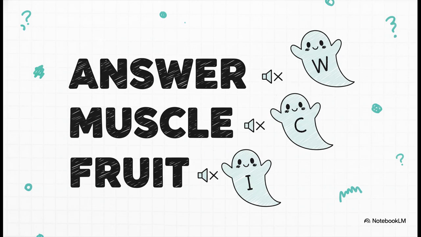Just look at these. If you were to sound them out like a robot, you might say something like answer, or muscle, or fruit. But of course, we don't. That W, that C, and that I are totally silent. And this isn't just a few random words either. It's everywhere in English. And today, we're going to figure out why.